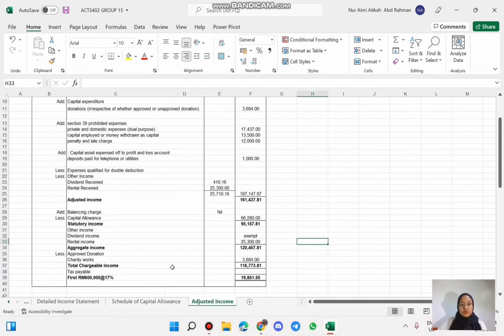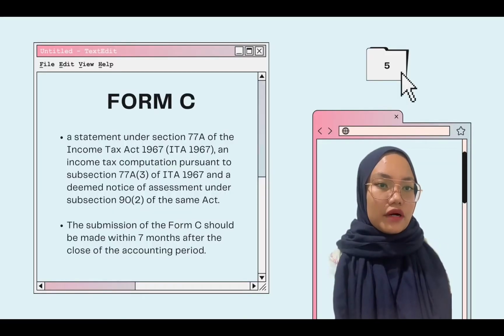Last but not least, for tax computation is chargeable income. To calculate chargeable income, for other income, dividend income and rental income, we have to add these two, and then we add the statutory income just now and get the amount for aggregate income. After we get aggregate income, we minus approved donation, which is charity work. Then we get total chargeable income. Then we have to calculate the company tax, the tax payable, using the company tax rate for 2021, and the total is 160,773.81. Based on the company tax rate, we get the first 600,000 at 17%. Then we get 19,851.55. Last but not least is my part, Form C.